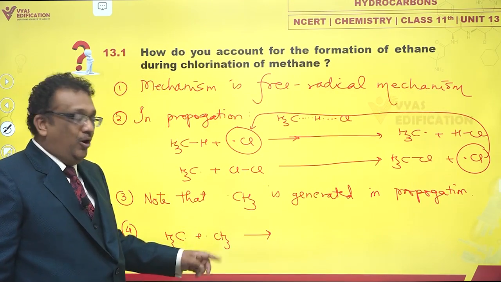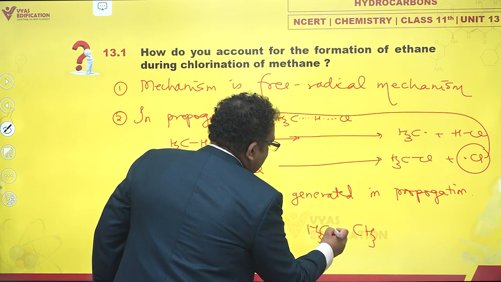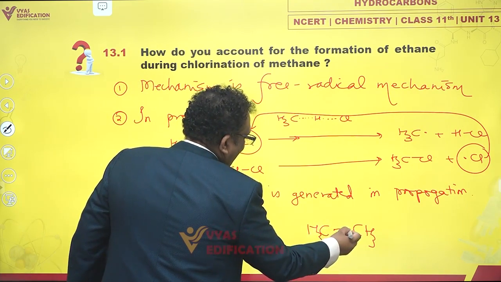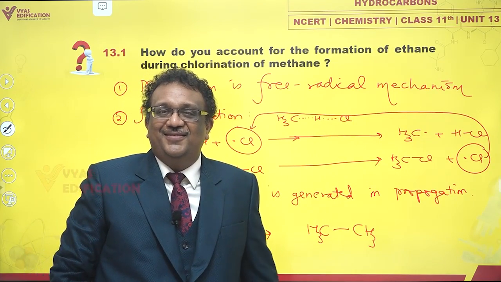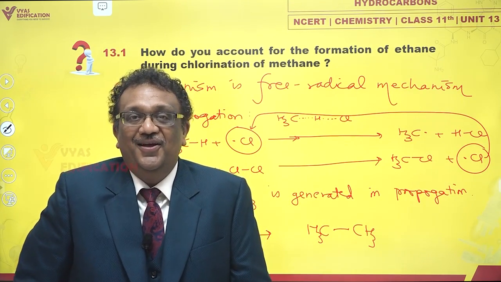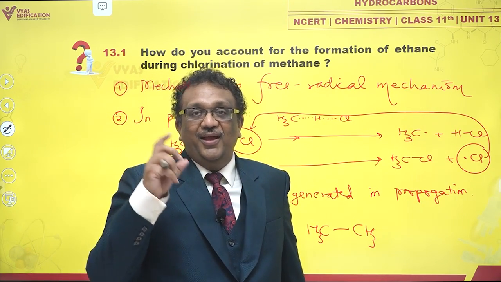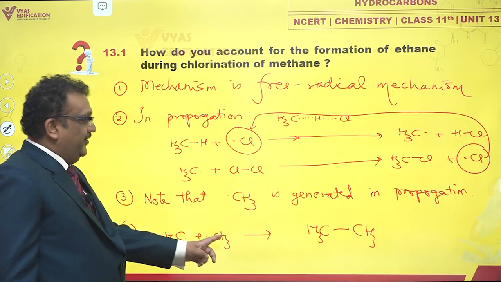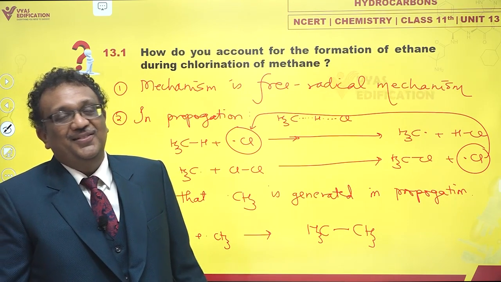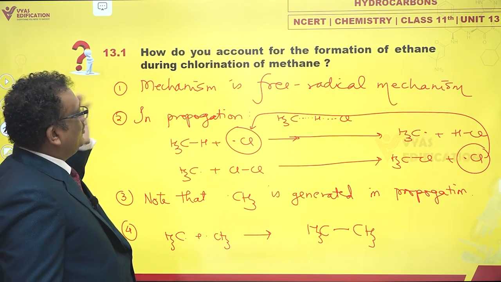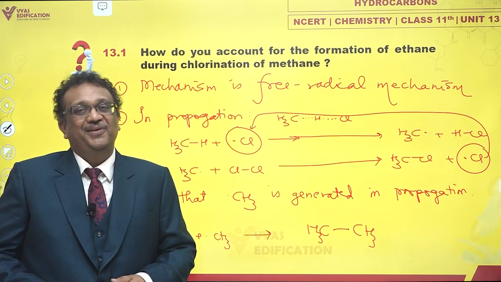a bond. All they lack is a simple bond, and the moment this bond is formed, what do you get? You get ethane. That's it, you get ethane like this. And this is how ethane is generated during free radical halogenation or chlorination of methane, by termination involving only methyl radicals. And that is, my dears, the answer to our question. This is the mechanism of formation of ethane during chlorination of methane.